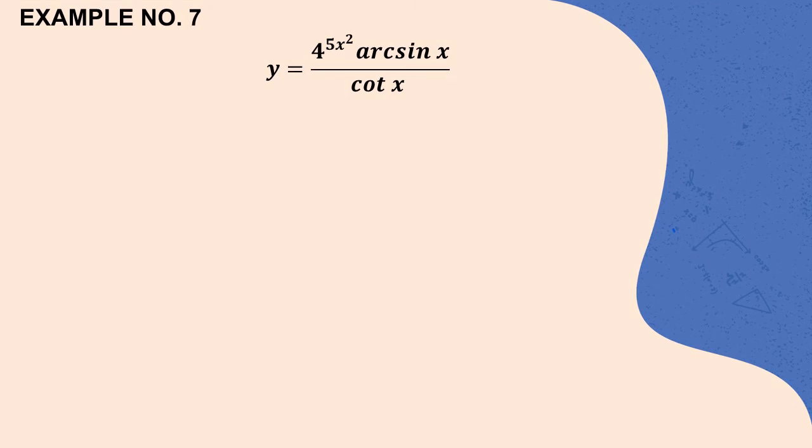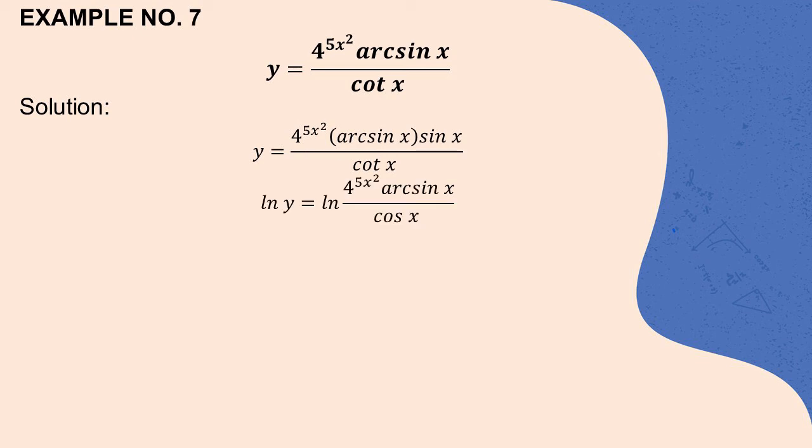So for our last example, we have y equals 4 raised to 5x squared arcsine x all over cotangent x. First, we will rewrite the equation. So we have y equals 4 raised to 5x squared times arcsine x times sine x all over cosine x. Then we have ln of y equals ln of 4 raised to 5x squared arcsine x sine x all over cosine x. Then ln of y equals 5x squared ln of 4 plus ln of arcsine x plus ln of sine x minus ln of cosine x.